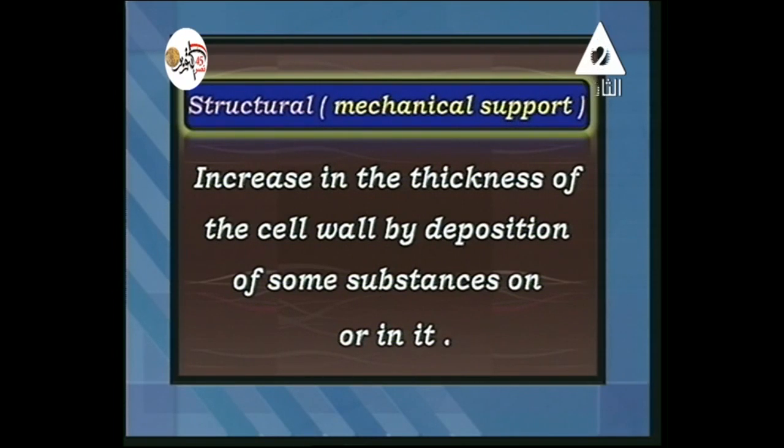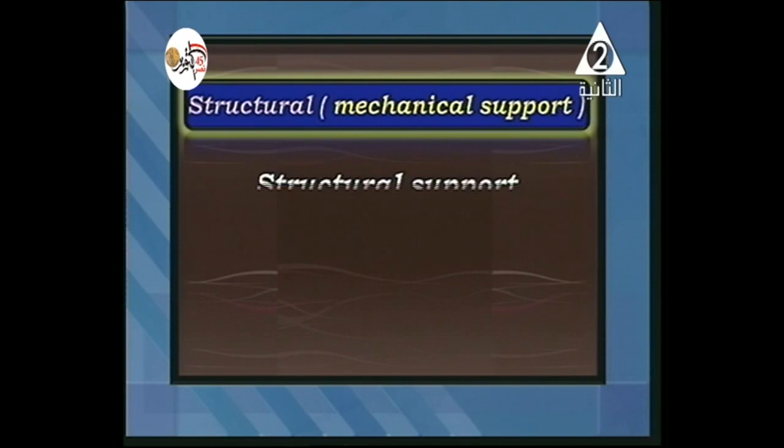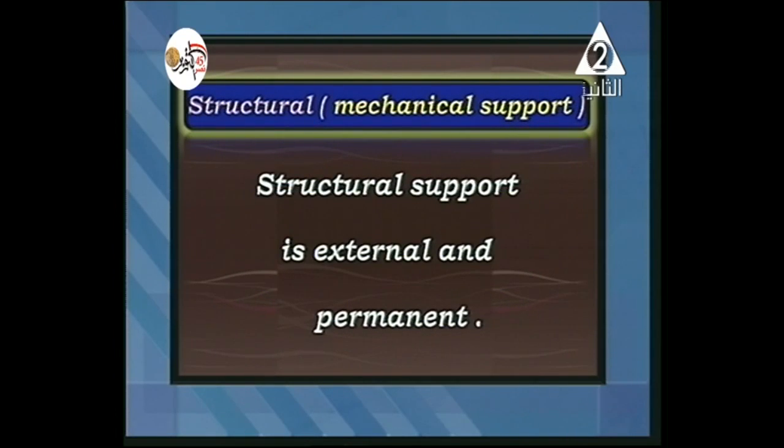Definitely, the changes that happen to the structure of the plant, to leaves, cells, stem, any part of the plant, we call it structural or mechanical support. And by the way, this type of support is not temporary, because it is permanent. So it increases the thickness of the cell wall by what? By deposition of different substances. Okay, like what? As we said, it's internal and permanent, to the whole life of the plant.